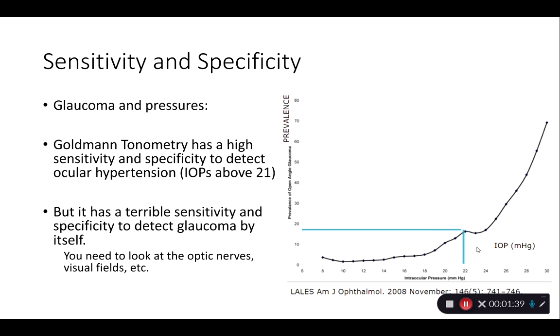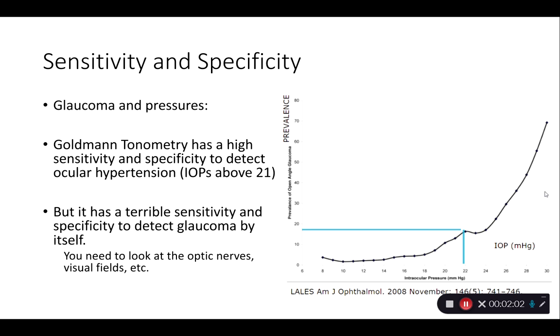We can look at this LALES study over here to show us an example of that. What if we only considered people with glaucoma to have pressures above 21? Well, that means all the people down here, first of all, that do have glaucoma aren't detected. All this group would be misdiagnosed as not having glaucoma, they wouldn't be treated, and they potentially could go blind.